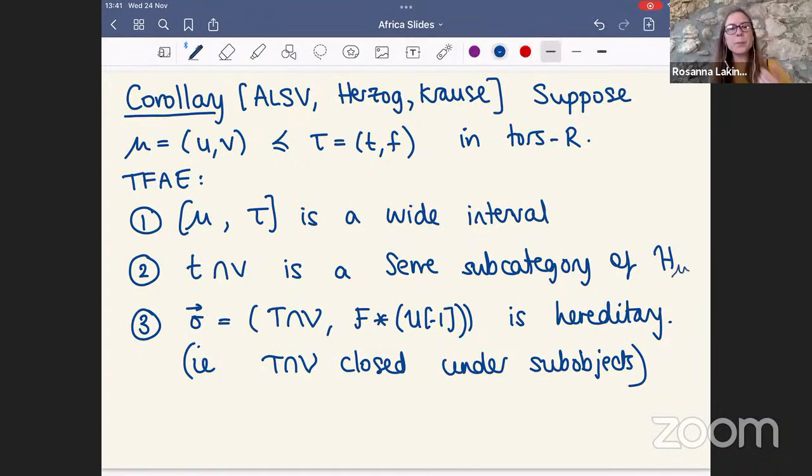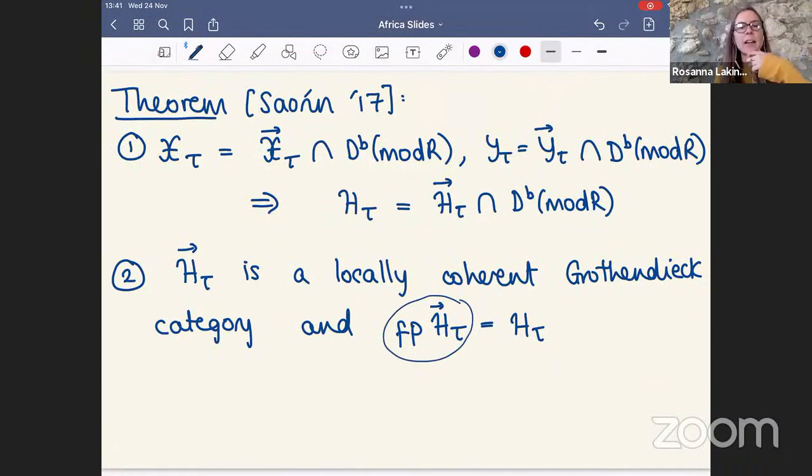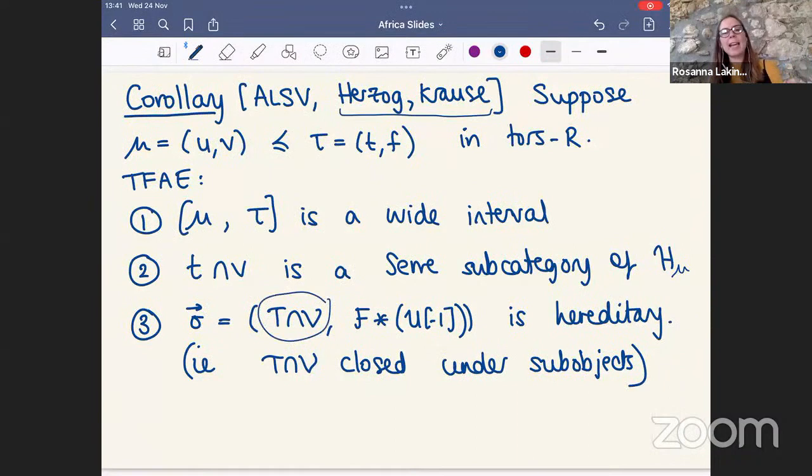And there are some results of Herzog and Krause that tell us that if you have a Serre subcategory in the finitely presented objects of a locally coherent Grothendieck category, and then you close it under direct limits, then what you get is the torsion class of a hereditary torsion pair of finite type, or a co-silting hereditary torsion pair. So we obtain a further equivalent condition for this interval to be wide. And this link here will give us a link to mutation.